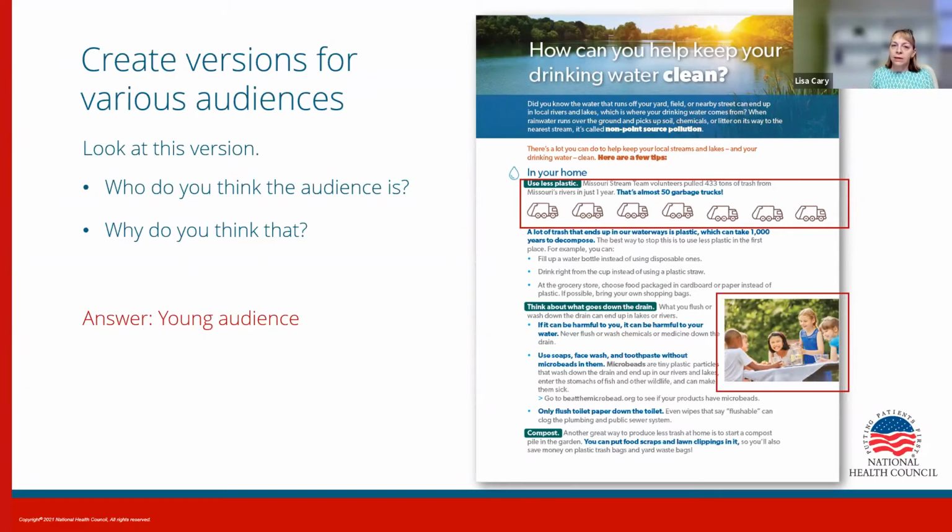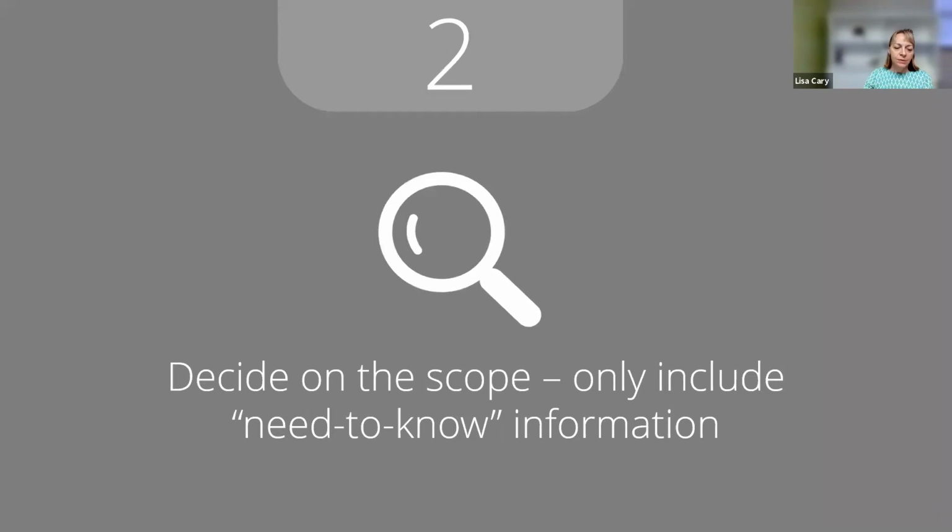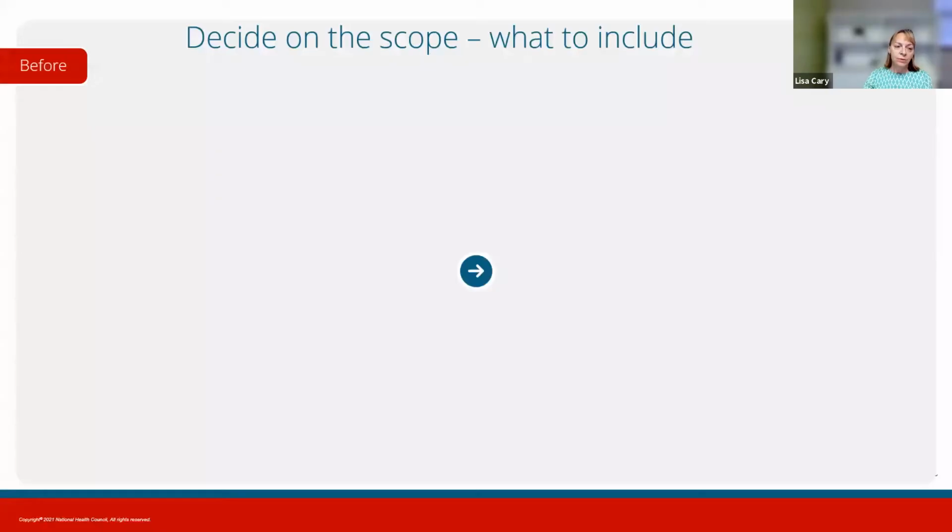It's also got the image of the young kids. This was actually aimed at a middle school audience. So that's who we showed in the photo. Here's another version. This is just for the general population living in the area in Northeast Missouri. So that's just a little example of tailoring to your audience. The next strategy is deciding on the scope of your material, only including the need to know information.